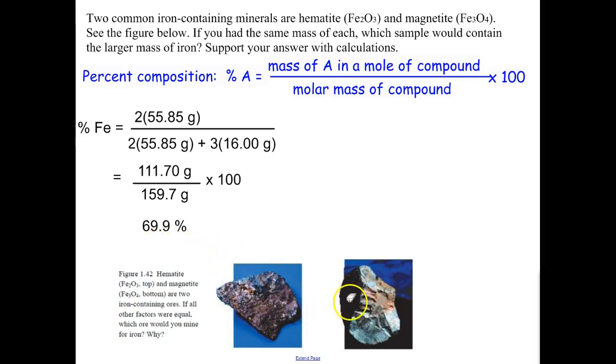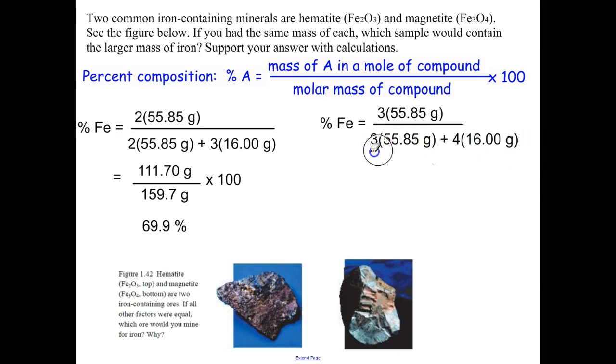I'm going to have you try magnetite, so pause the recording and try it. When you're done, hit play again. Okay, are you ready to see your answers compared to mine? I took the 3 irons and again found the molar mass. Simplify, multiply by 100, and there's slightly more iron as a matter of mass percent in the magnetite. So if I have 1,000 tons of each, I'm going to get a little more iron from the magnetite. That's which one you would mine.